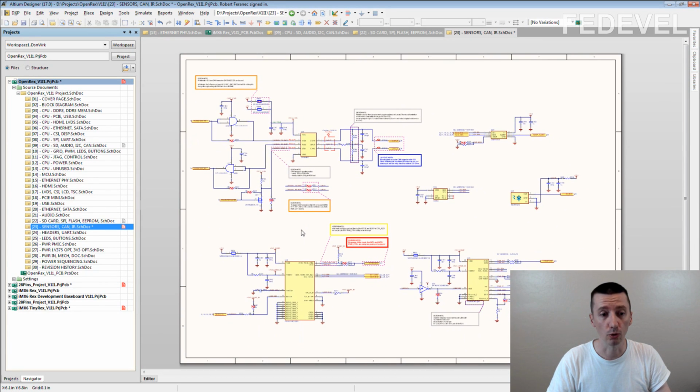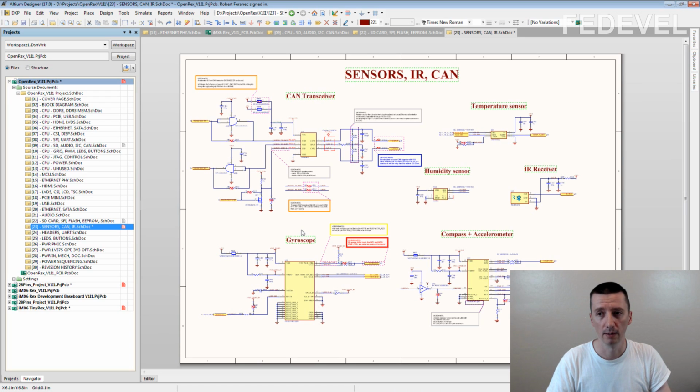Please just do something like this. Yeah, it's much better. It's much easier. You just have a look at the schematic, you immediately understand what is on the page.